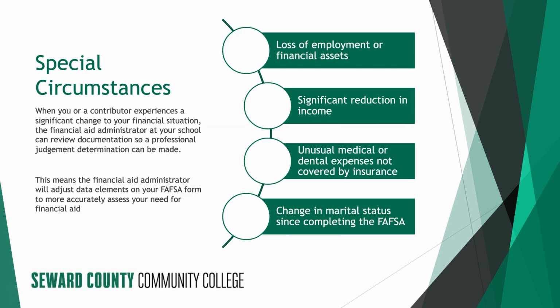Since you will be using 2022 tax information to complete the 2024-25 FAFSA, your financial situation may have changed significantly since then. You do have options. Please contact your financial aid office to let them know that you may have a special circumstance. Special circumstances allow a financial aid administrator the ability to adjust data elements on your FAFSA form to more accurately assess your need for financial aid and make a truer representation of your current financial situation.